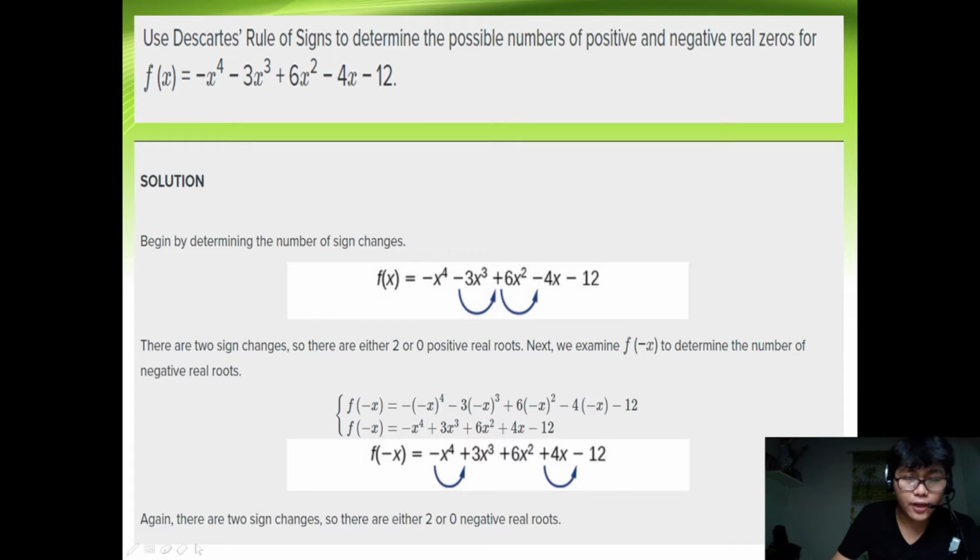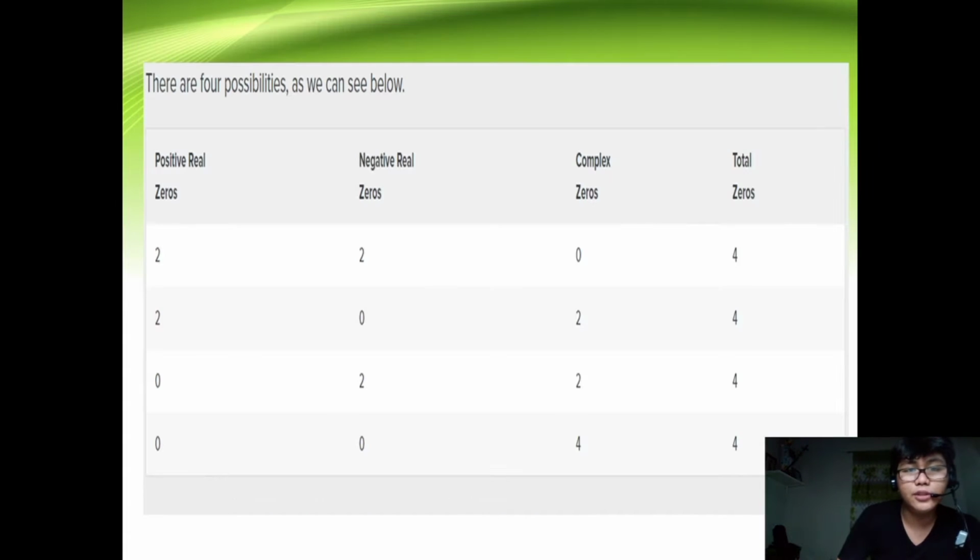So again, in finding f of negative x, we're just going to change the sign of the terms with odd powers, meaning the cubic term, the linear term, and so on. Those are the ones which will be changed. So take a look at the new polynomial: negative x raised to 4 plus 3x cubed plus 6x squared plus 4x minus 12. There will be only two changes: the first term to the second term, and between the fourth term and the constant. Meaning there are two sign changes. So there are either 2 or 0 negative real roots.